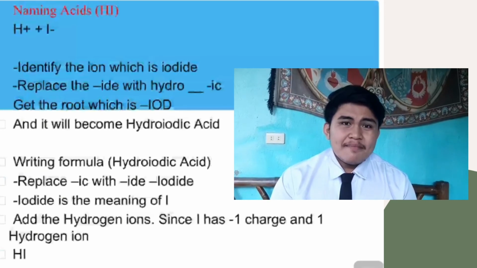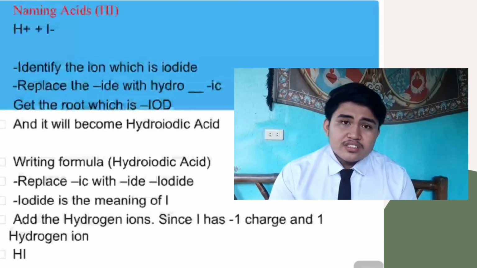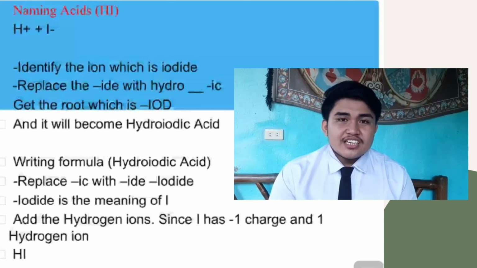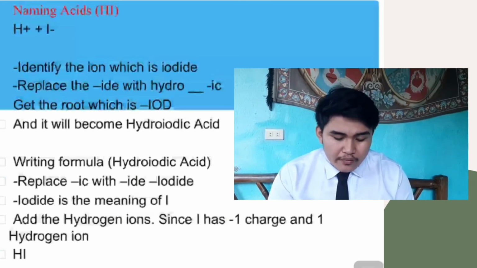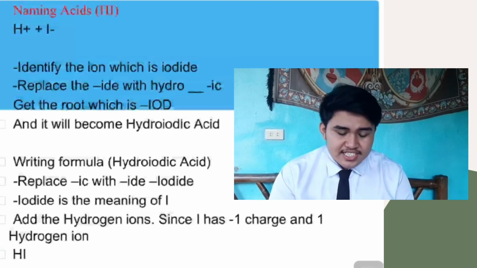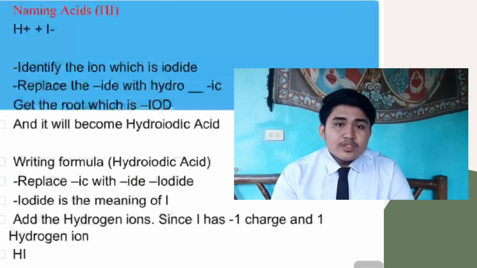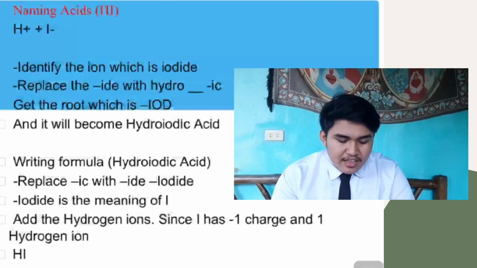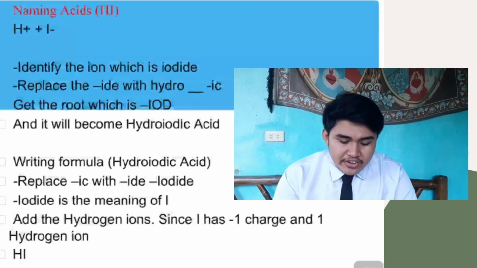So today, in naming acids, we are going to have the example HI. Then we are going to separate the two elements. The H has a positive charge and the I has a negative charge. Next, we are going to identify the ion, which is iodide. Replace the -ide with -ic, and then put hydro- in the beginning. Then add the root word, which is iod. Then it will become hydroiodic acid.